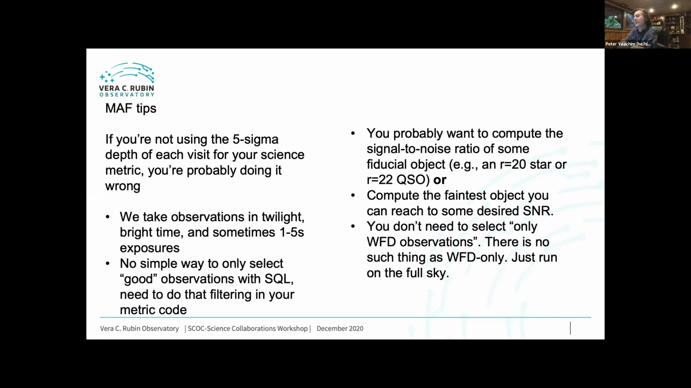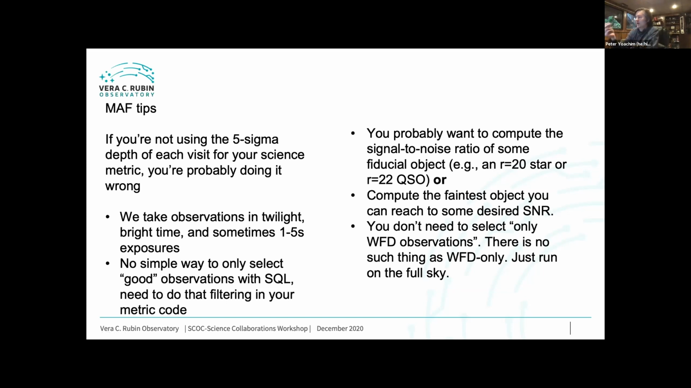list of 2 million. And there's no good way with the SQL query to say, just give me good observations. You really need to do a filter in your metric code to put in a 5 sigma depth limit. So usually when you're writing your own metric, you want to compute the signal to noise ratio of some fiducial object.